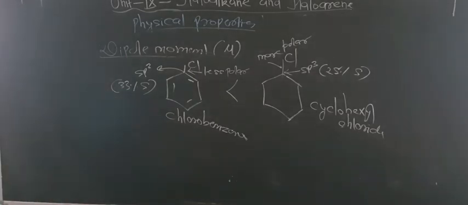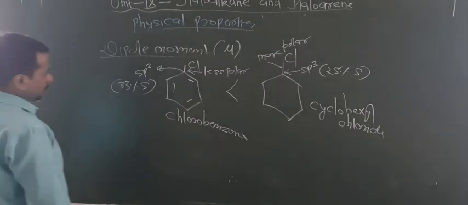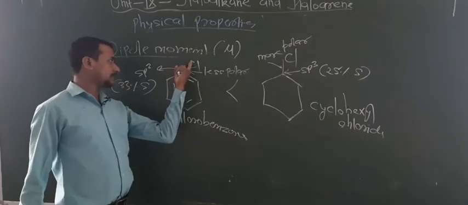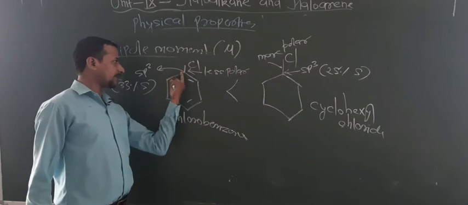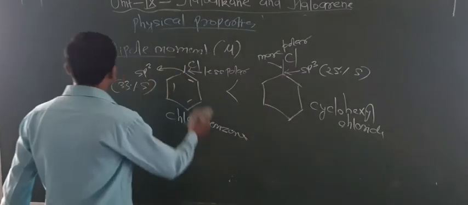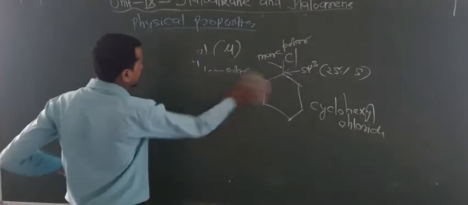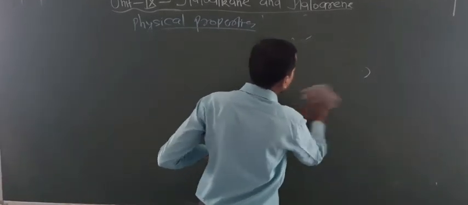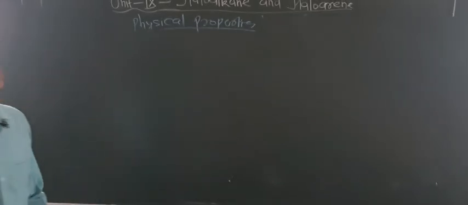One more thing you can say about this, due to lone pair electrons on the Cl atom, partial double bond character develops, that's why this becomes less polar than this. So this is about the dipole moment which you have to know for your board examinations. Sometimes this type of question may be asked in the board examinations.